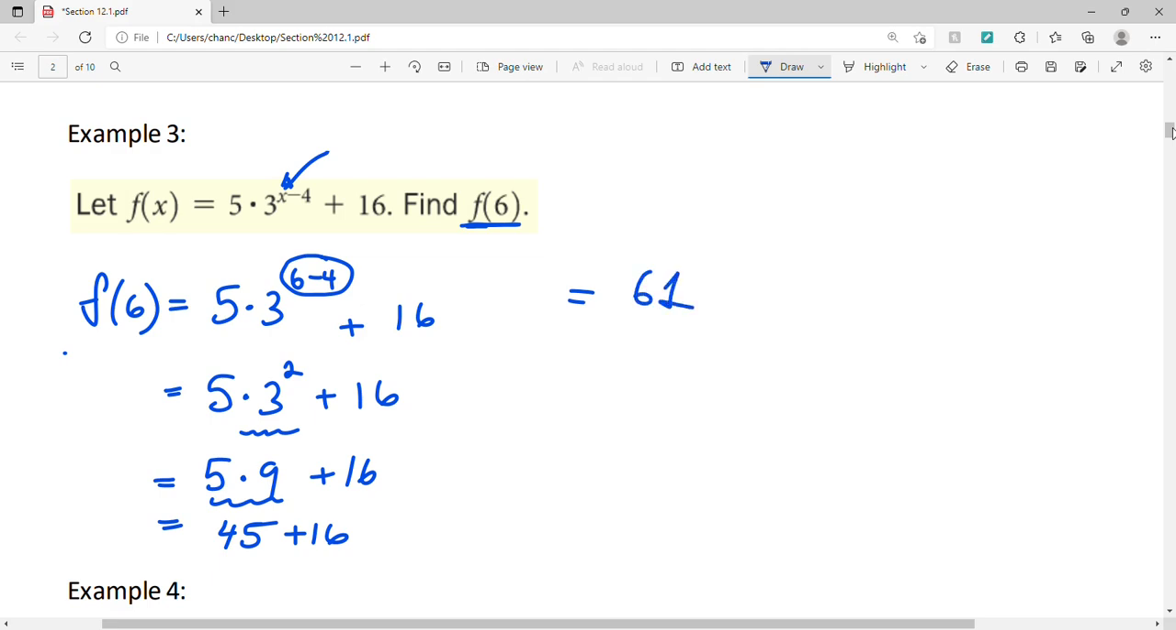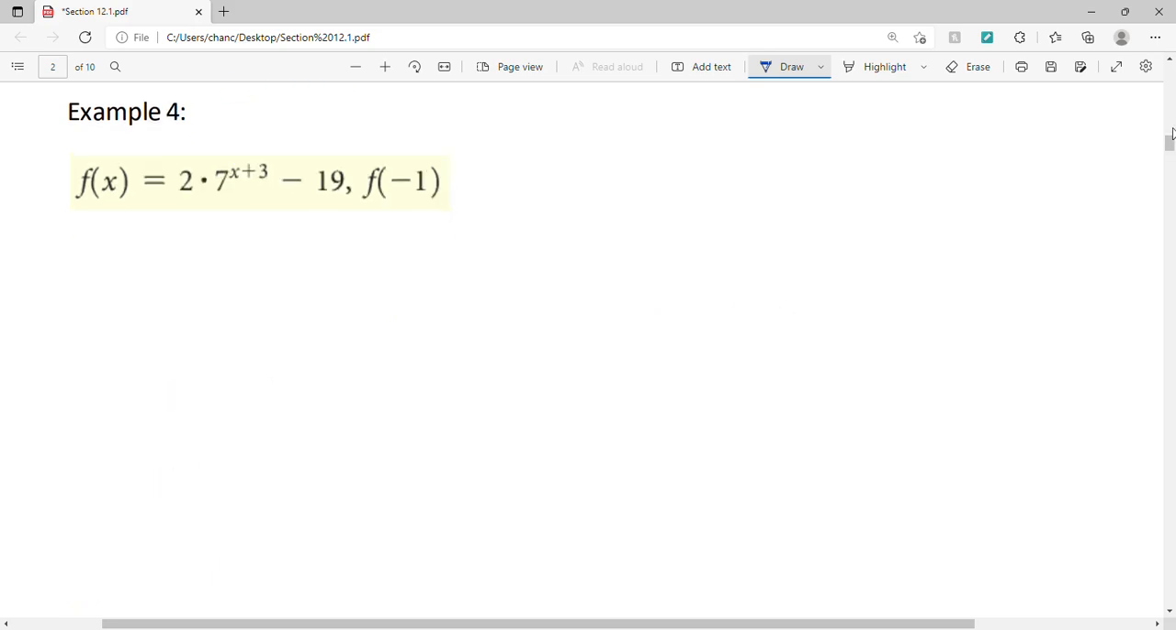When you write your solution, we only need to write f of 6 once, and we make sure our equal signs are always lined up until we reach the end. In example 4, it's a similar process. We'll write f of -1 first, then we can plug in the -1 into the x. This is 2 times 7 raised to the -1 plus 3 minus 19.